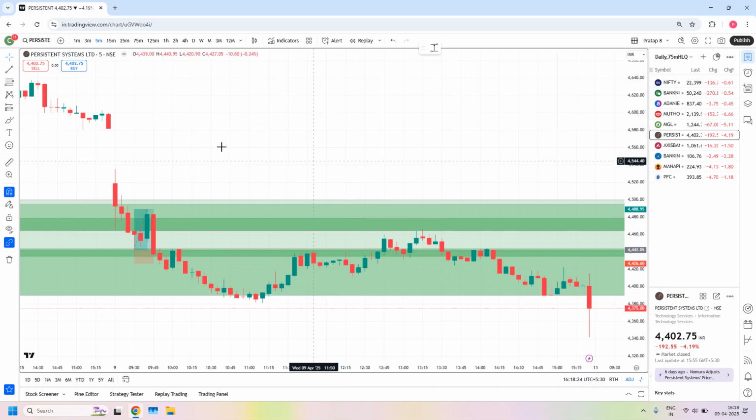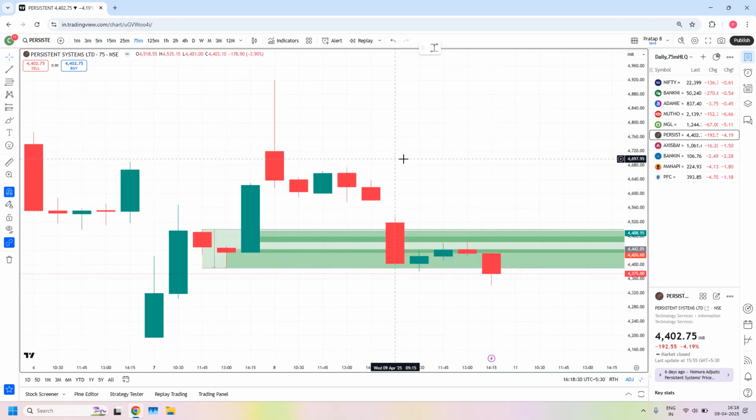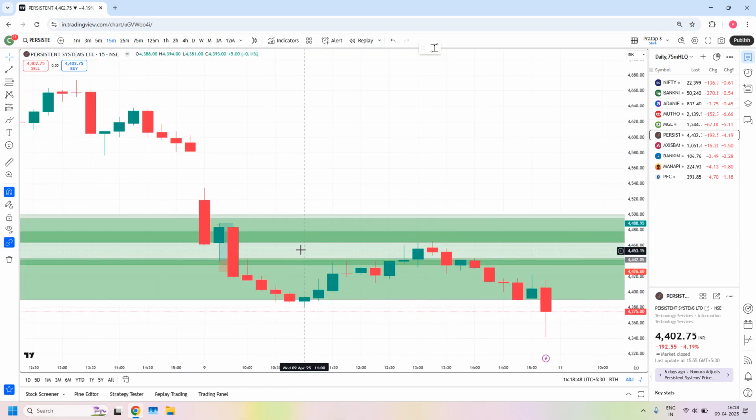The first one is Persistent. Persistent is a 75 minutes high liquidity demand zone, a rally base rally. This is how our software identified it, and this rally base rally is fine-tuned with the 15 minutes time frame. Go to the 15 minutes time frame.